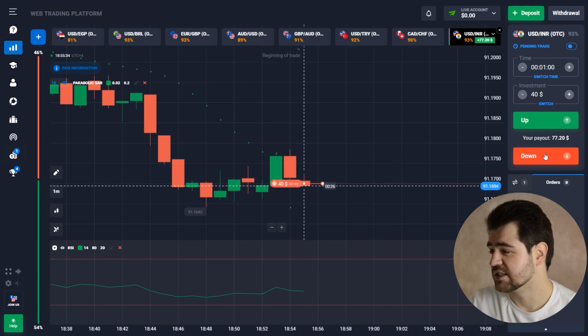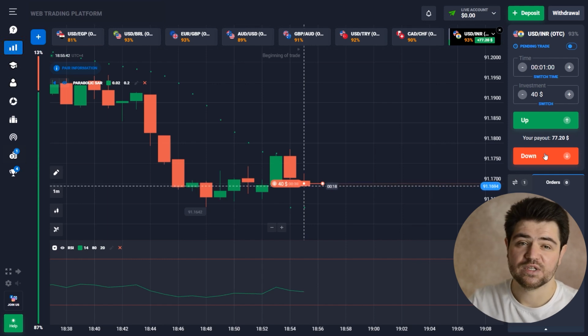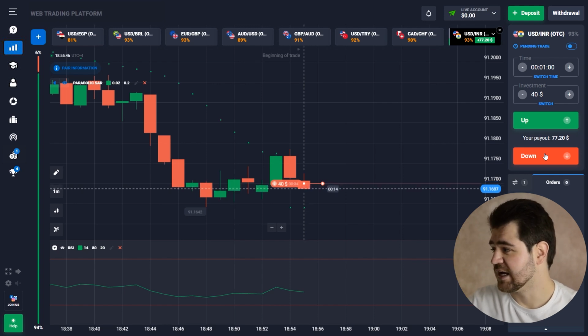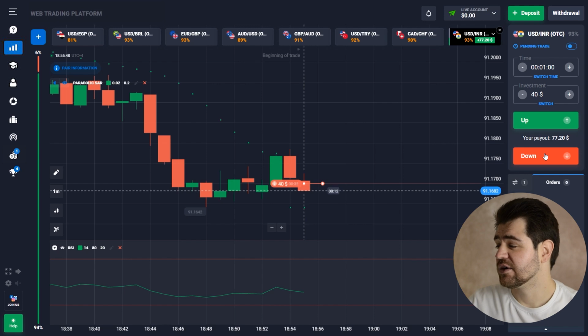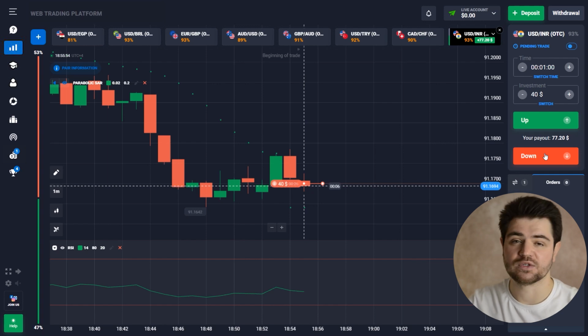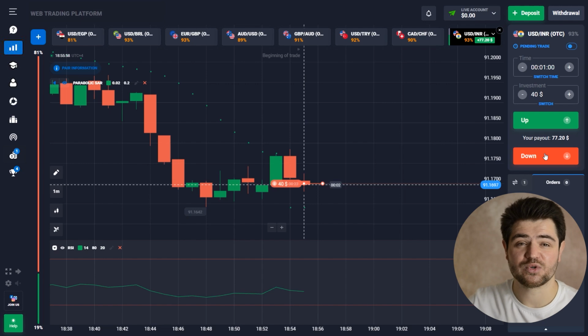So what I did is I entered right there because after the pullback the price would continue with the trend, which is down. And also we have a parabolic SAR there, the dotted line, which acts as a bit of a resistance, so it helps to keep the trend down. So let's wait for the result of this option and continue.